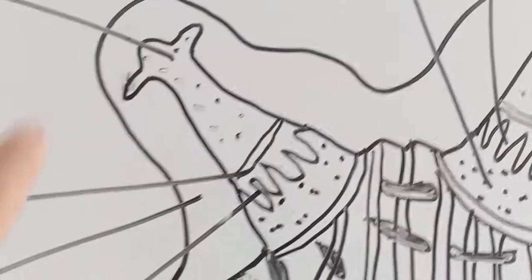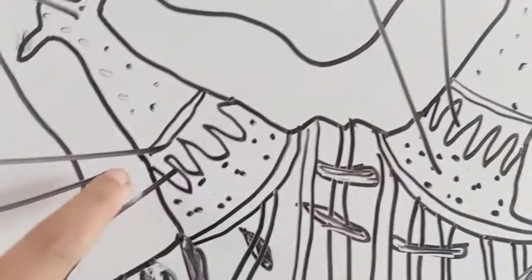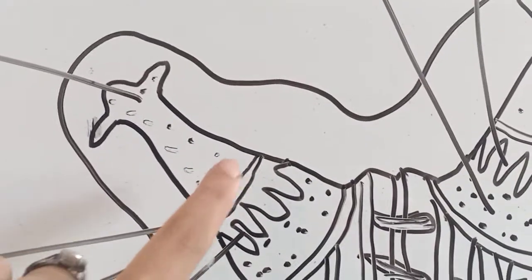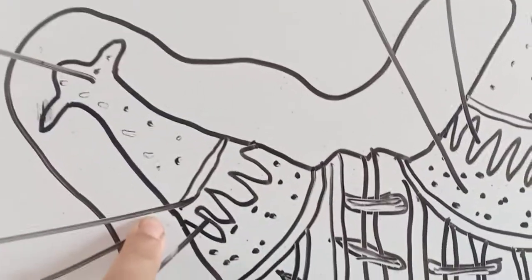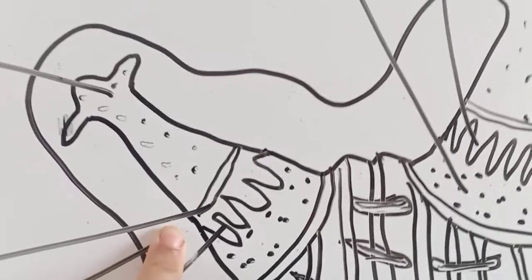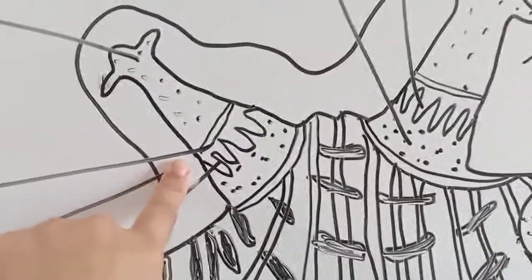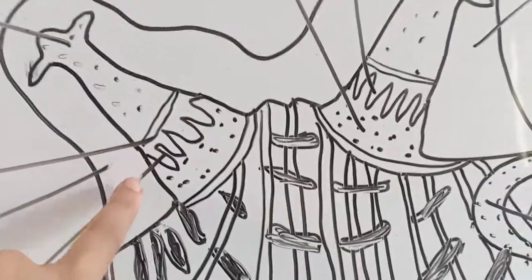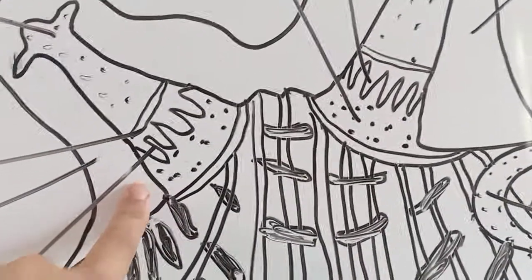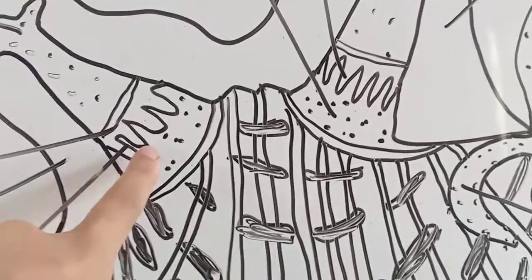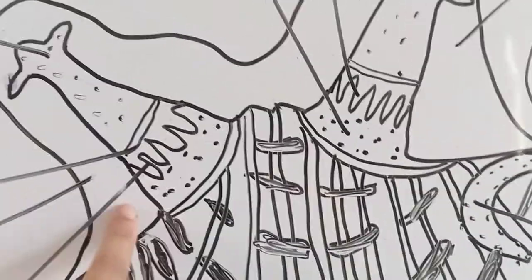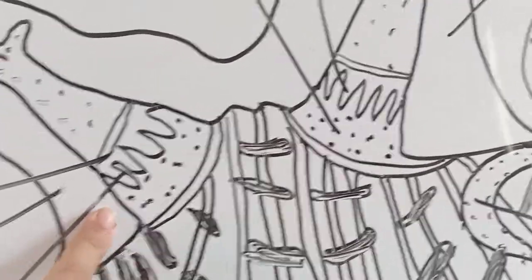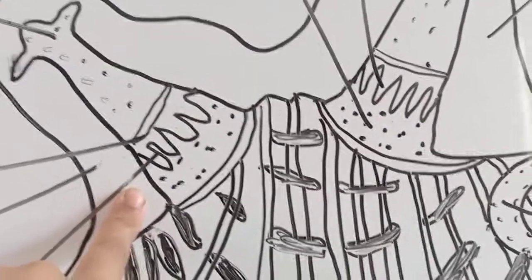After the branchial aperture, sphincter muscles are present after the mouth. These sphincter muscles help in opening and closing the mouth of the animal. After the sphincter muscle, there are several tentacles present. You can see here, these are the tentacles. These tentacles help in controlling the movement of food.